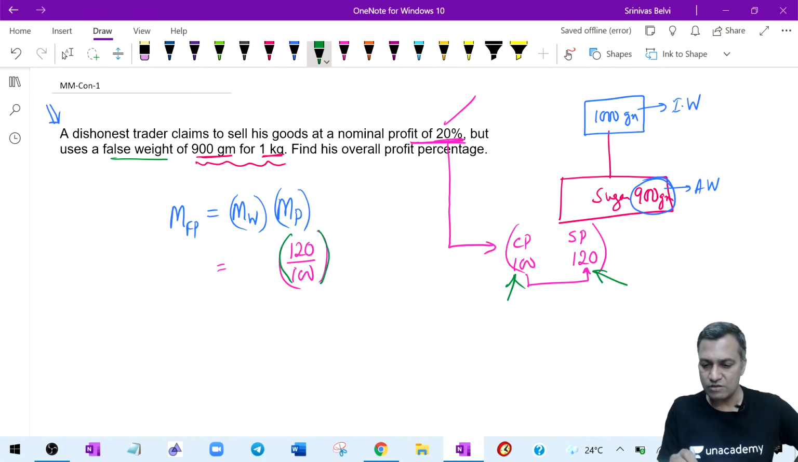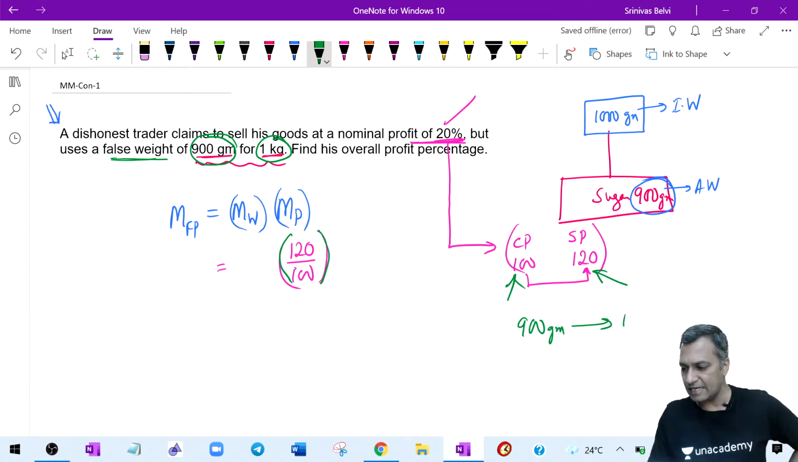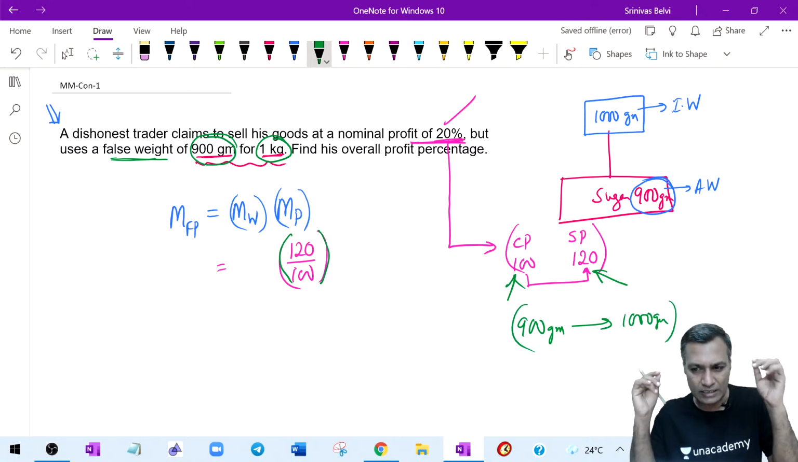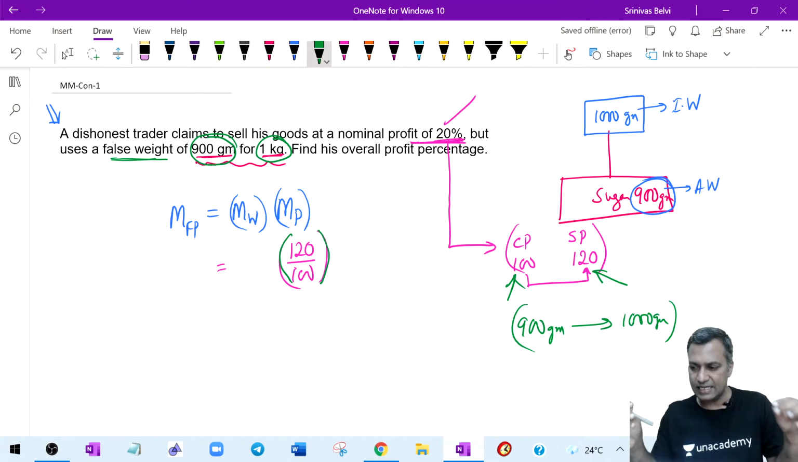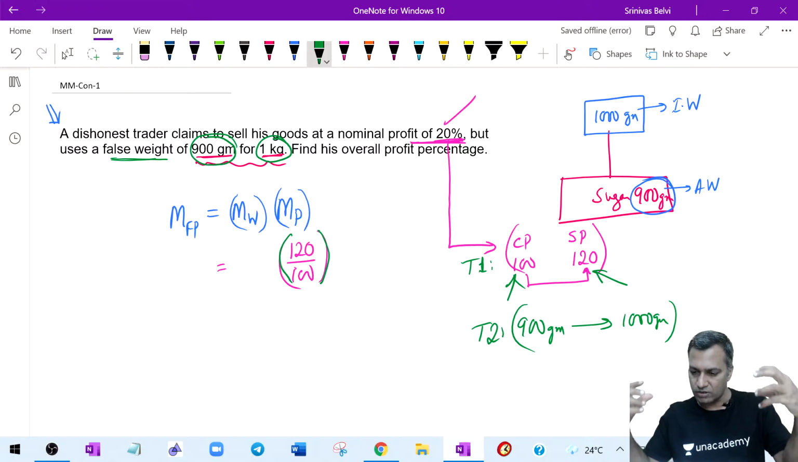But he uses a false weight. He puts 900 grams and he claims he's actually giving you 1000 grams. Meaning, 900 grams is what he's putting, and he's claiming that it is 1000 grams, and then he's charging for these 1000 grams. By doing this, is he creating a profit proposition or a loss proposition? Of course, he's creating a profit proposition because of the second transaction. Transaction 2, this is transaction 1.